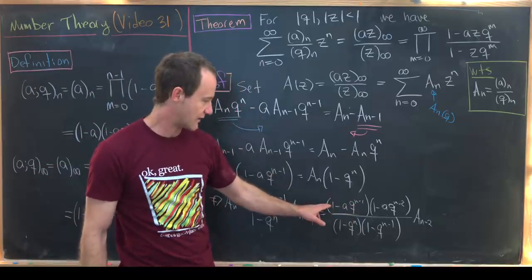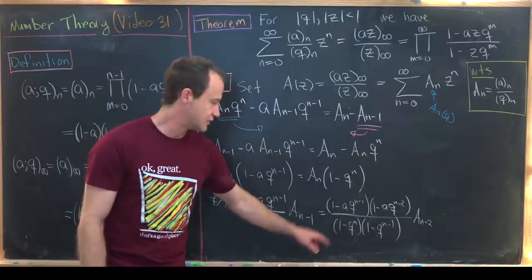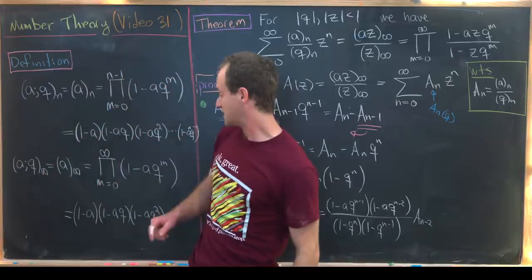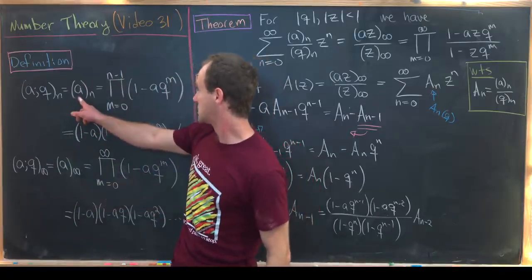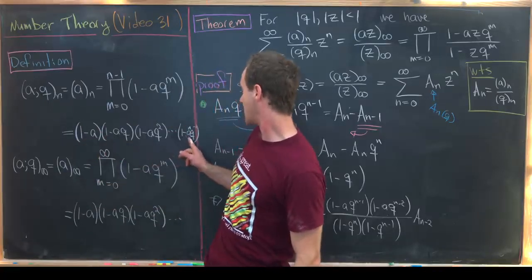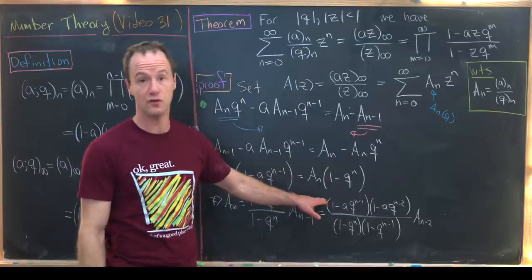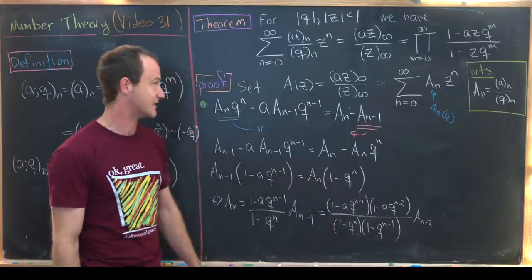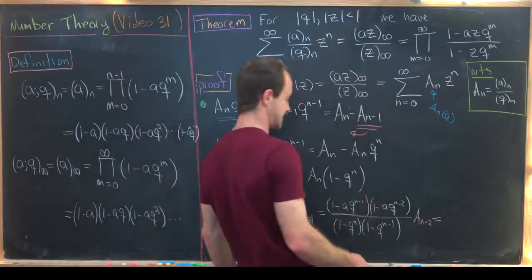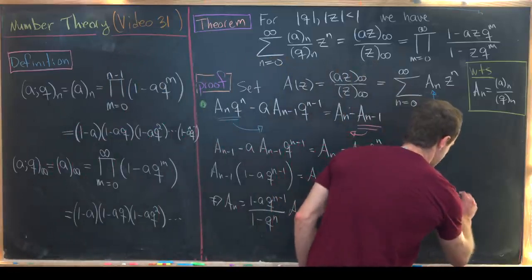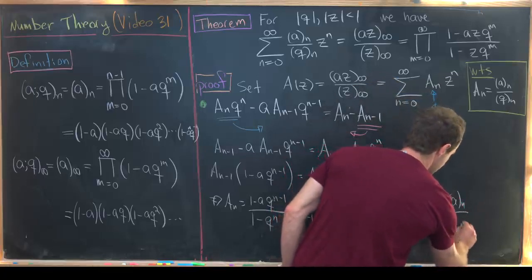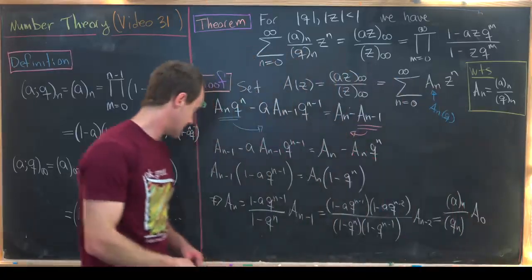So in other words, we'll have 1 minus a. And we'll have a q to the 1 power over here. In other words, we'll have a 1 minus q. But that means that we'll have this product, so 1 minus a, all the way up to 1 minus a times q to the n minus 1 in the numerator. And in the denominator, we'll have the same thing with a replaced with q. So just to really spell that out, we will have the Pochhammer symbol a_n in the numerator and q_n in the denominator, times a sub 0.